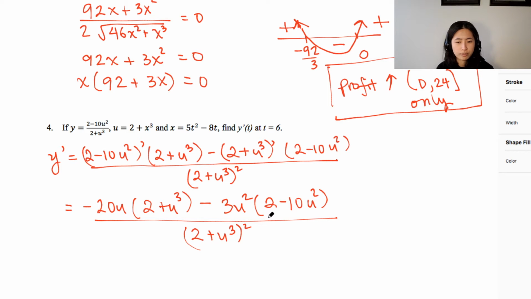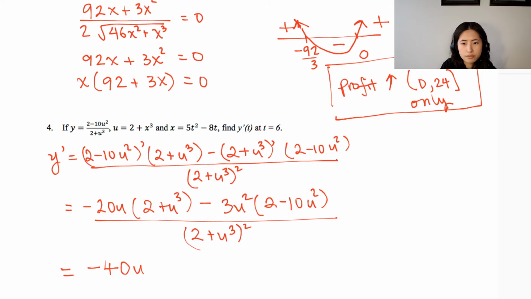Okay, great. Once we have that, we can combine everything. The reason why we want to combine everything is because we need to plug in our x and our t afterwards. So we can expand this using distribution. You would have negative 20 times 2, so that's going to be negative 40u. And you would have to multiply negative 20u times u cubed, which is negative u raised to the power of 4.